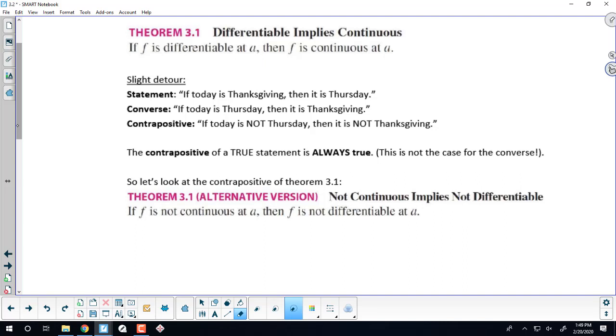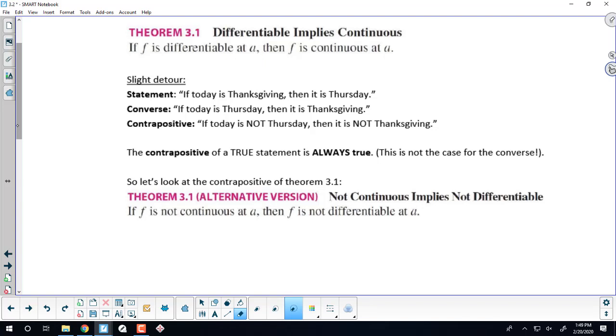So the if-then statements are meant to be read just that way only. It's like a one-way street. If differentiable, then it's continuous. We can't say that if it's continuous, then it's also differentiable. So it doesn't work that way. For theorems in math, there's always this sort of logic that follows. You can have a statement, and there's things called the converse of the statement, where you flip the statement around. And then the contrapositive of the statement, where not only do you flip the statement around, but you negate both of the arguments.